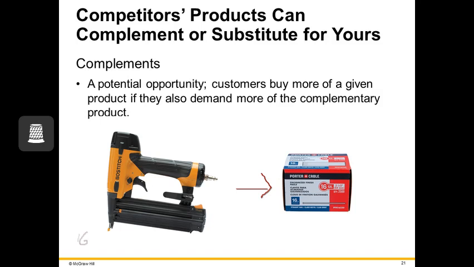Now, why do I buy the Porter Cable nails instead of Bostitch? Well, they're easier to find. I think they're a little bit cheaper usually when I see them there. And I think I can also buy smaller boxes if I want to. So even though Porter Cable lost out on the nail gun purchase, I didn't buy a Porter Cable nail gun, they won on the nail purchases because their nails complement their competitor's product.